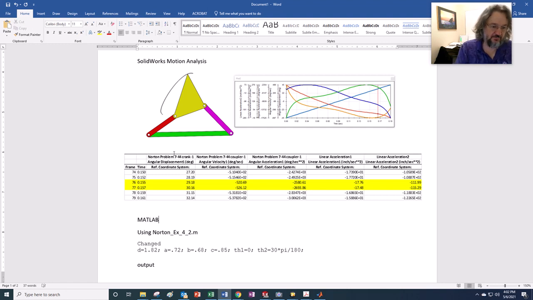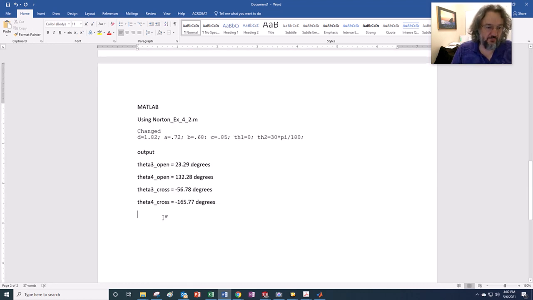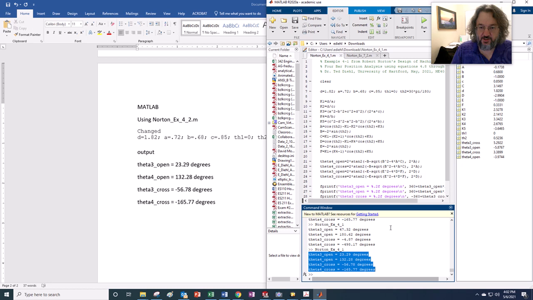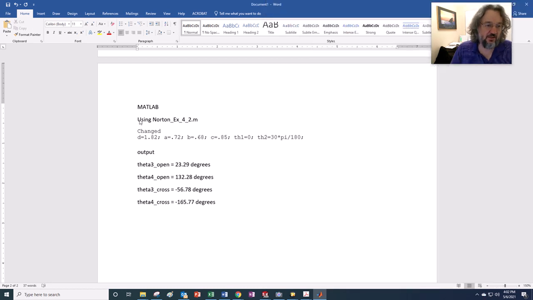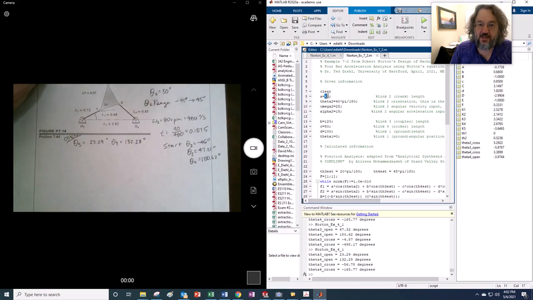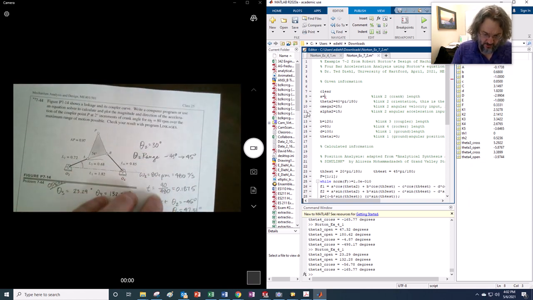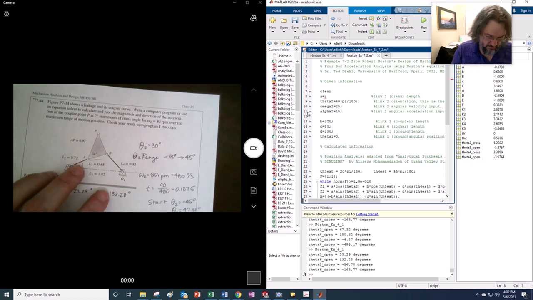You're at MATLAB. Okay. And so the next thing I want to do is I'm going to use 7.2 here, and so maybe I want to mention that in here. 7.2. Was that 4.2 or was it 4? I think it was 4.1 actually. 4.1. Okay. And we're going to change things. Let's see. So A is no longer equal to 40. A is going to be equal to 0.72.